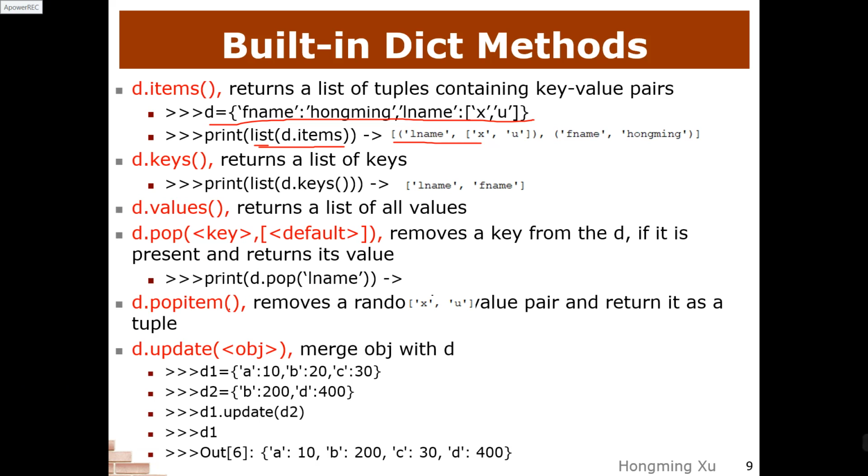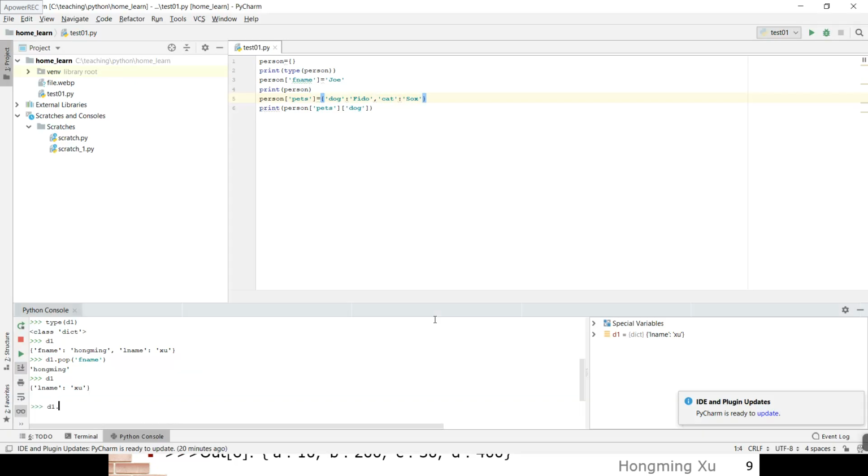And popitem removes a random key-value pair, and it returns it as a tuple. For example, we can try this one, popitem. This is the tuple. Because in our dictionary we just have one entry, the returned tuple should be this one. But we can see the type returned by the popitem function is a tuple.